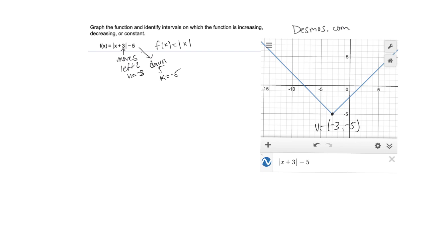Right? We want to find where it's increasing or decreasing or constant. So increasing, actually, I'll change the color. Right? So we know increasing means it's a positive slope, meaning it goes up and to the right or down and to the left. So we can see starting at -3 and going on to infinity, we have a positive slope, so it is increasing.